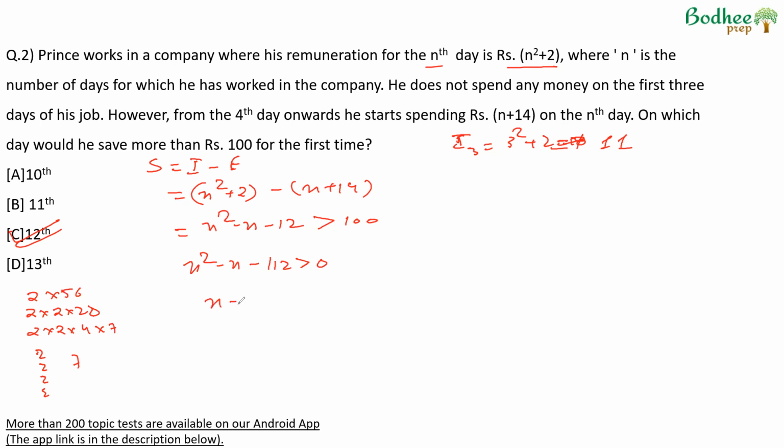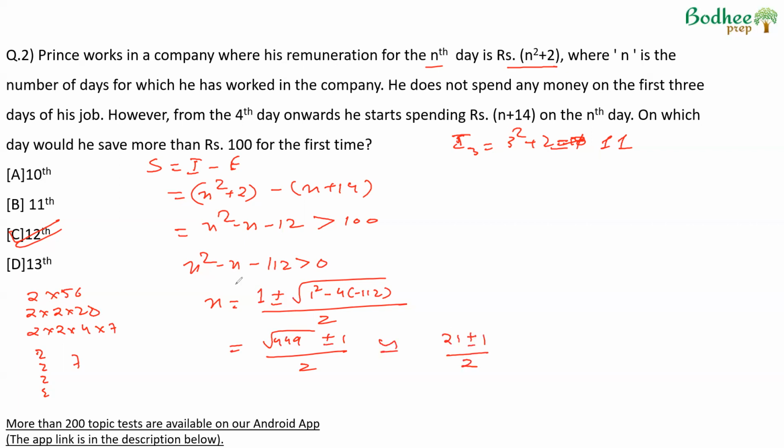Now here n will be minus b, that is minus of minus 1, plus minus root of b square minus 4ac, upon 2. This becomes 448 plus 1, so root of 449, plus minus 1 upon 2. Root of 449 will be approximately, 20 squared is 400, so approximately 21. This will approximately be 21 plus minus 1 upon 2.